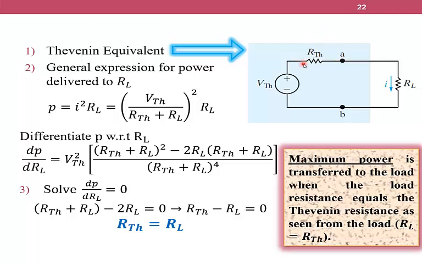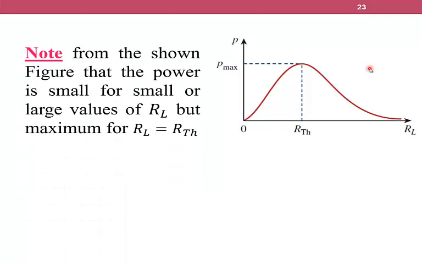So if you calculate R Thevenin analytically or experimentally, and it becomes, for example, 10 kilo ohm, and you have R load, which might be a lamp or anything, you have to make RL equal to 10 kilo ohm in order to get the maximum power on the circuit. Please note that from the shown figure, the power is small for small or large values of RL, but it is maximum when RL equals R Thevenin.